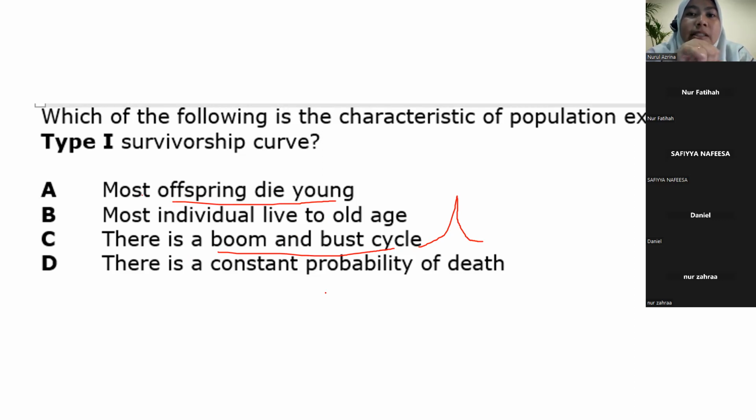So R strategies are usually organisms that have type 3 survivorship curve. And one of the characteristics of type 3 survivorship curve is that they are very open to boom and bust. Okay, right. There is a constant probability of death. This one is referring to type 2 survivorship curve. Okay, good.